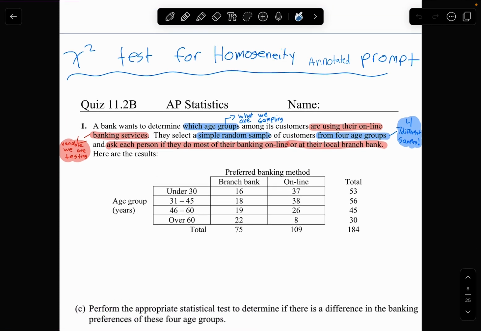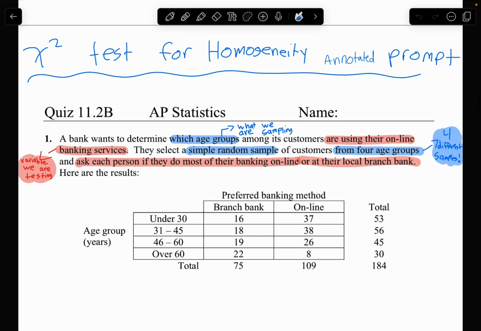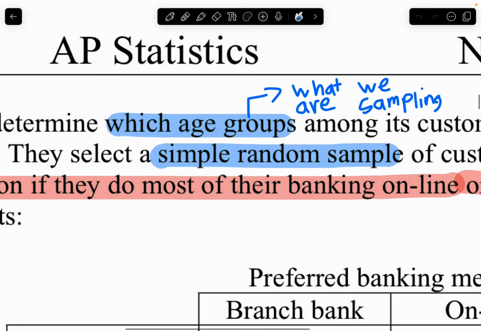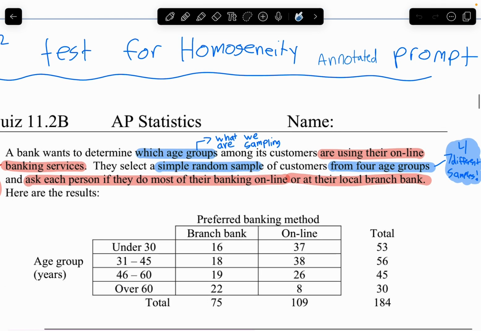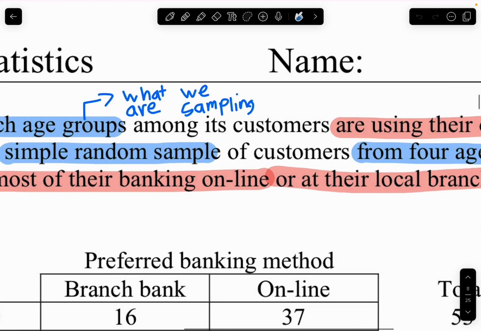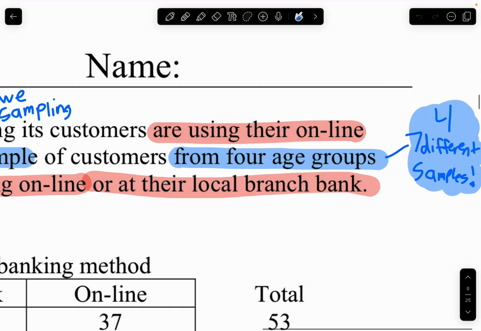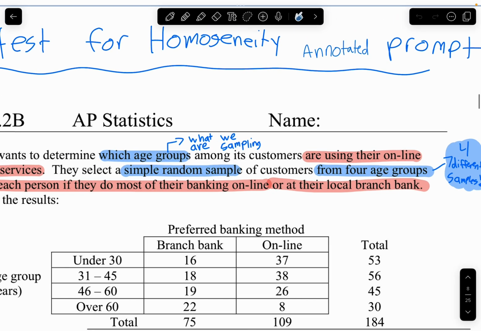Here's my annotated prompt, and basically what I did was mark it up to make sure you realize that this is a test for homogeneity. Now, a bank wants to determine which age groups. So just from this small excerpt, we can determine there are multiple age groups we will be sampling from. So that's pretty much a clear giveaway, but we can keep reading and we figure out they select a simple random sample of customers from 4 age groups. So this is 4 different samples.